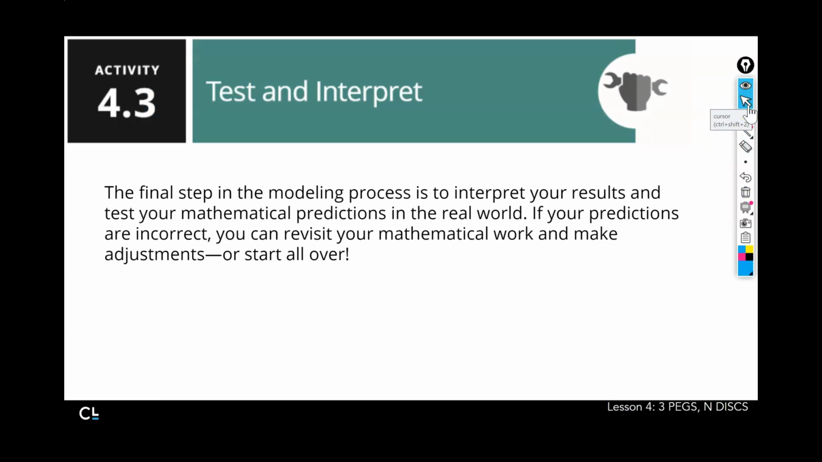4.3, Test and interpret. The final step in the modeling process is to interpret your results and test your mathematical predictions in the real world. If your predictions are incorrect, you can revisit your mathematical work and make adjustments, or start all over.